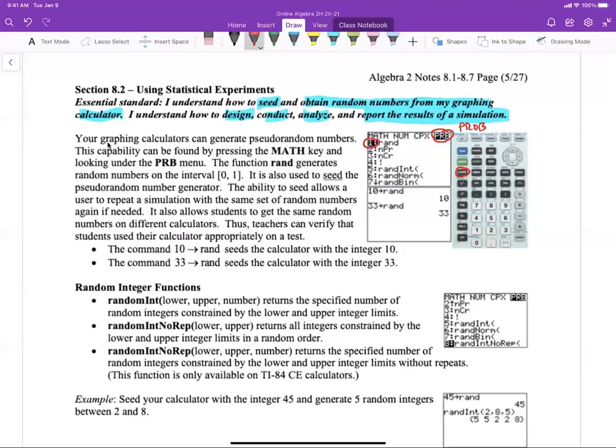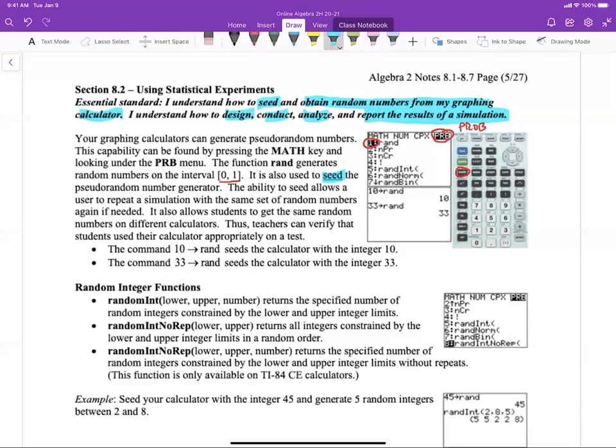This function RAND generates random numbers between the interval of 0 and 1. Okay, so if you don't do anything except just hit RAND and hit enter, you'll get a random number between 0 and 1. Just one number. It is also used to seed the pseudo random number generator. Even though this is called a random number generator, it's not a true random number generator. The calculator has an algorithm that it uses to calculate those random numbers, and the seed value is where it starts.